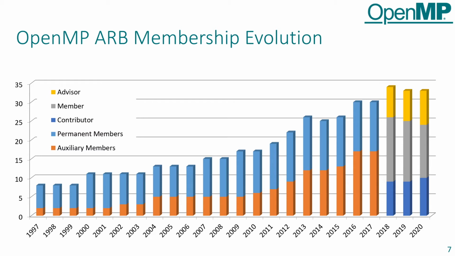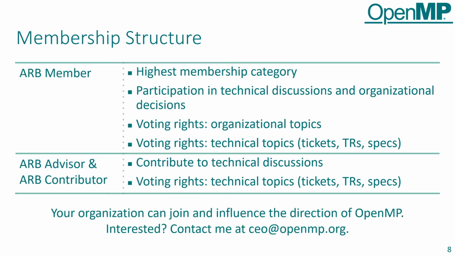Now, as you can see, since 2018, we have 3 membership classes: advisor, member, and contributor. The membership structure basically says that ARB members, that's the highest membership category, get a say in technical discussions and organizational decisions. So they actually can influence the strategy of the ARB as a nonprofit company. Of course, they have voting rights. First of all, on the organizational decisions and topics, but they also have voting rights on technical topics. That means change tickets, technical reports, and specification documents.